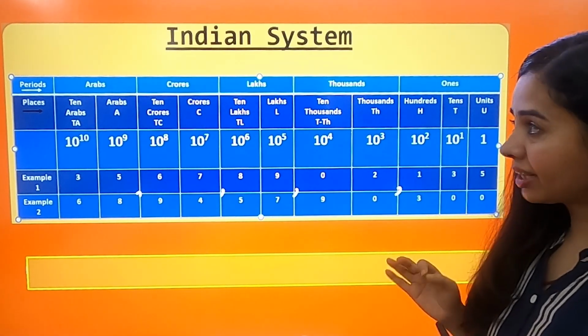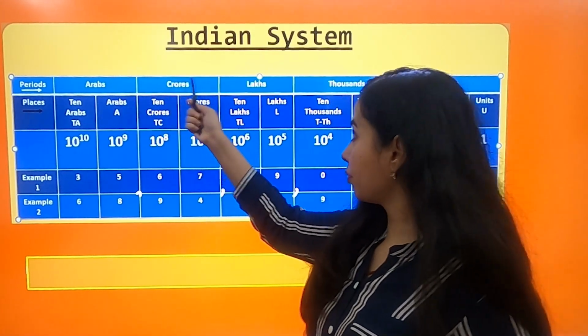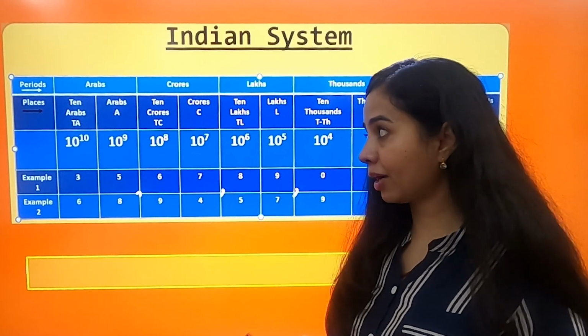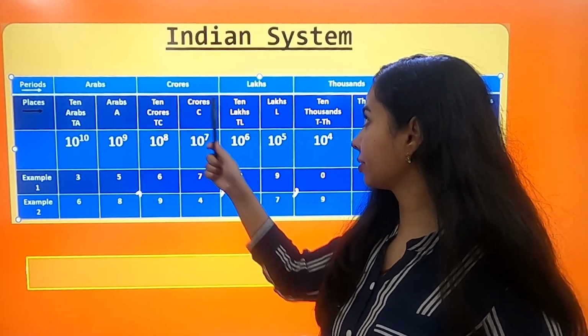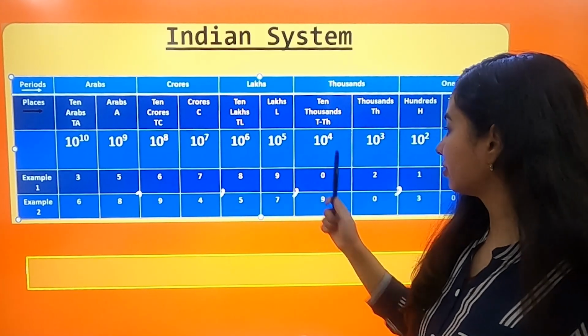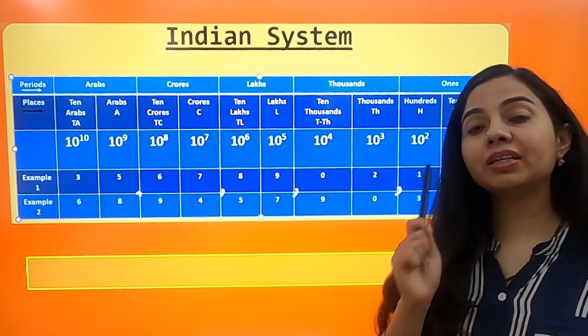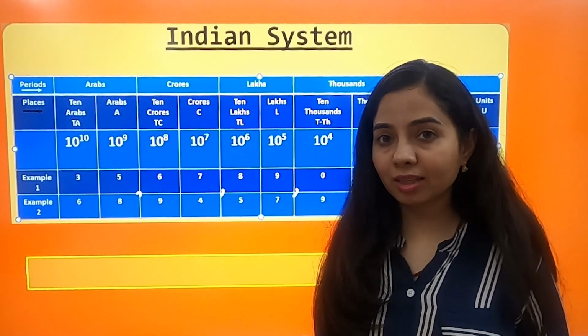So you might have noticed that though I have written Arabs, crores, lakhs, thousands and ones, while reading the number, I was saying 35 Arab, 67 crore, 89 lakh, 2135. So be careful that we are not supposed to use this S while writing a number.